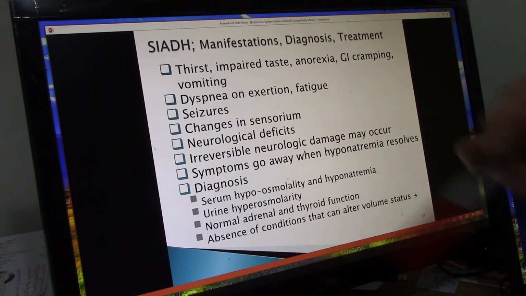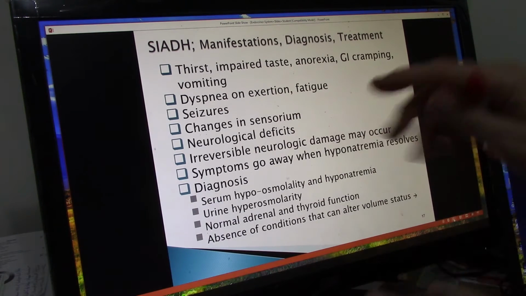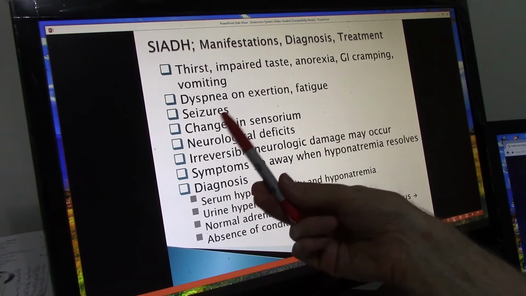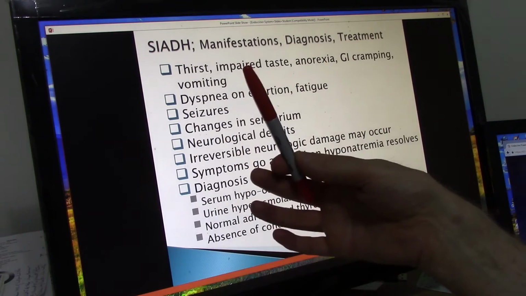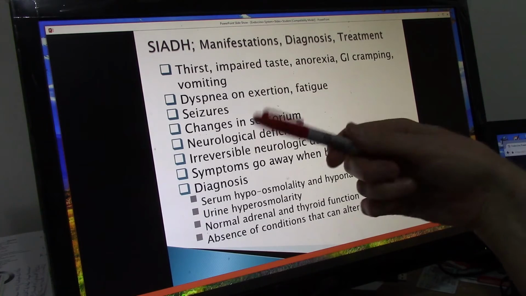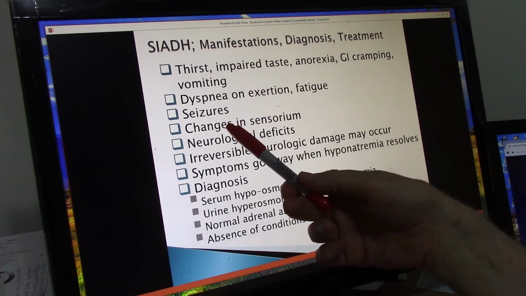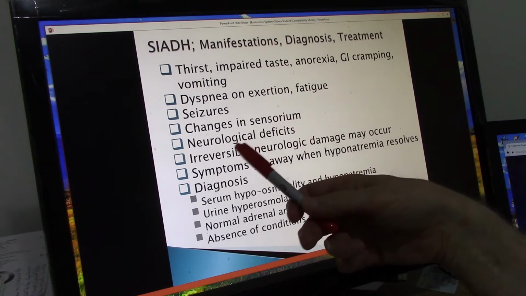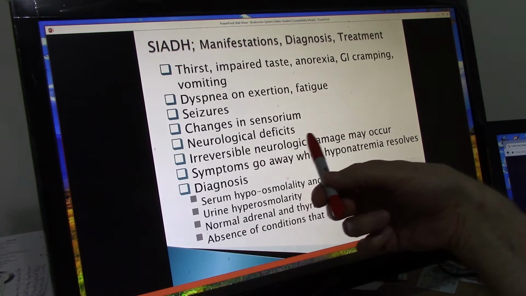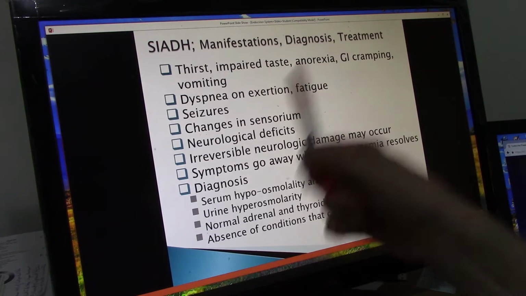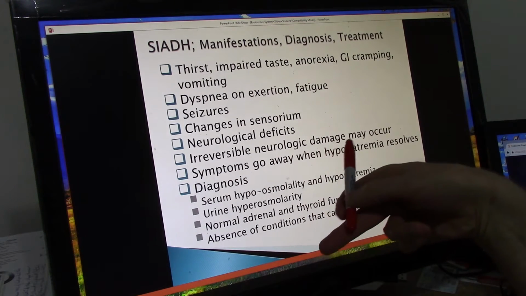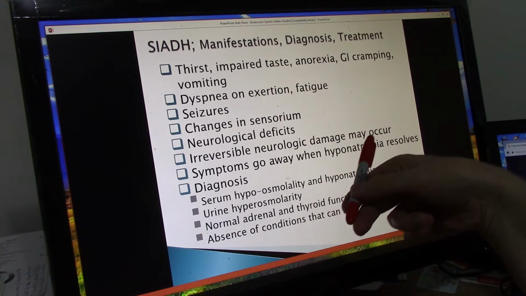And when these electrolytes get out of balance, the ability of the nervous system to regulate itself is lost. So you have either not enough action potentials, or you have poorly controlled action potentials. Changes in sensation, neurological deficits of all sorts. If this is persistent, you can actually have irreversible damage. Now, if it is reversible, as soon as you correct the hypo condition, it will resolve.